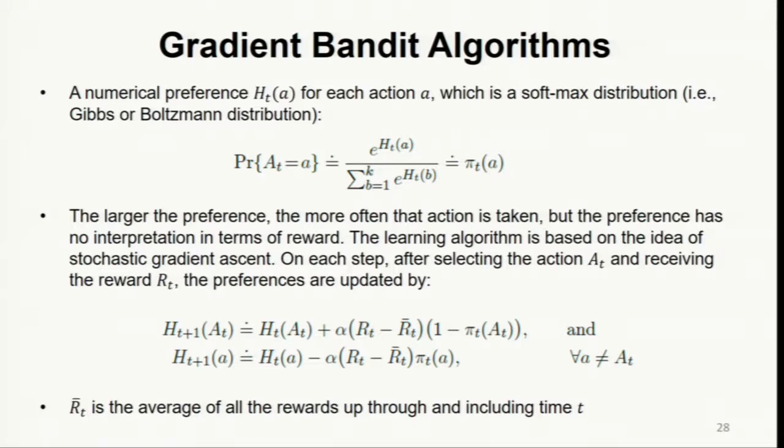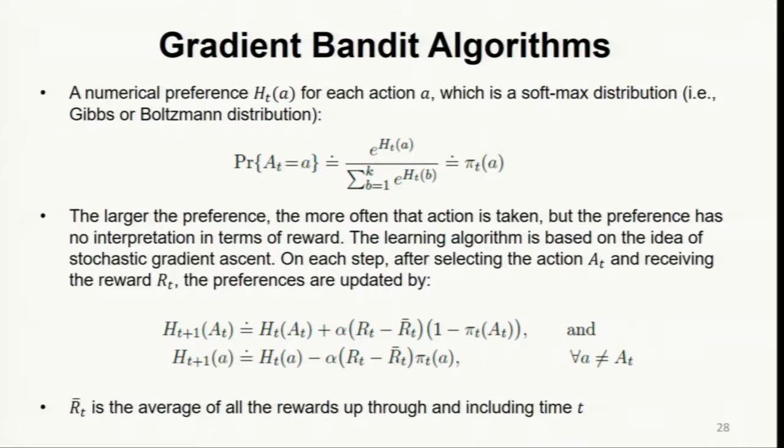So the larger the preference, the more often that action will be taken. That means you are adding a preference to the action. But the preference has no interpretation in terms of reward. The learning algorithm is based on the idea of stochastic gradient ascent. On each step, after selecting the action and receiving the reward, the preference is updated as follows. You see here, this is very neat. This is a preference, right? The new iteration, t plus 1, equals the old preference, plus the reward minus the average reward in the past.